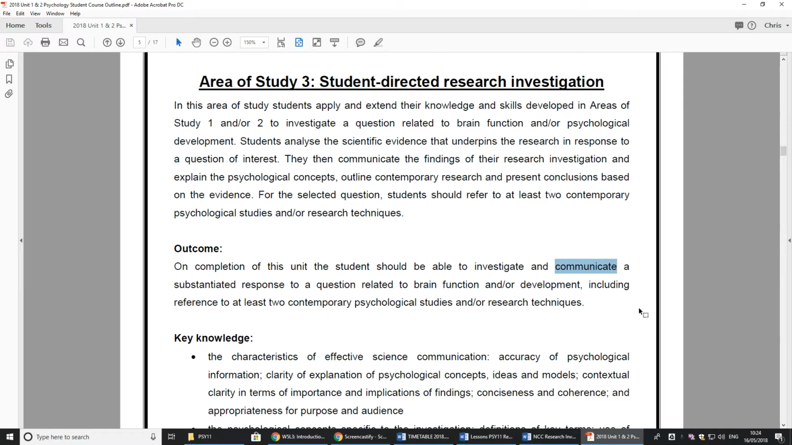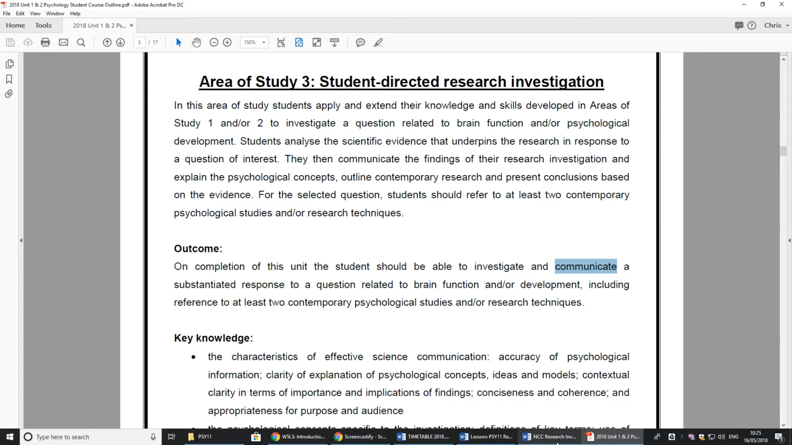So basically, you need to ask a question, research the answer to that question. You need to evaluate the research. So think about, is this good quality? Was this study good or bad? Have they done a good job or a bad job in doing this experiment or whatever source you're looking at? And finally, you have to draw a conclusion to answer your question. So that's the task in a nutshell. Hopefully that helped to clarify the goal.